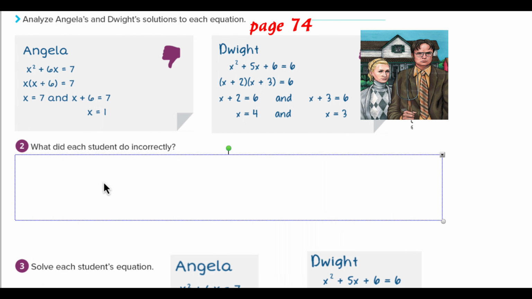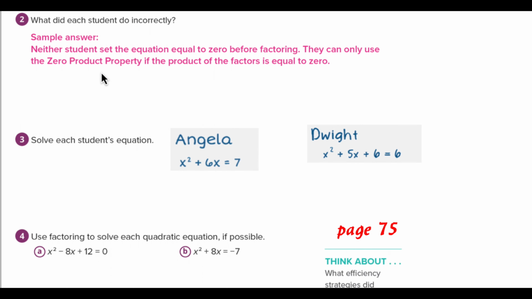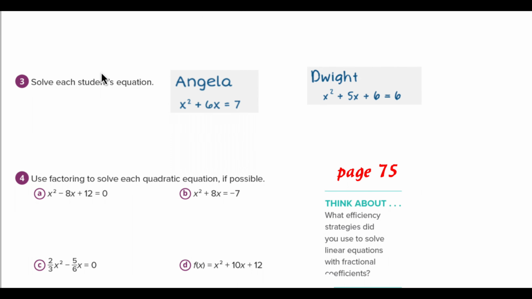All right, and so hopefully you found that neither student set it equal to 0, right? And that is an important step. You have to set it equal to 0. So I thought I would go about and solve Angela's and Dwight's. We do that together. So part 3 here, number 3 says solve each student's equation.